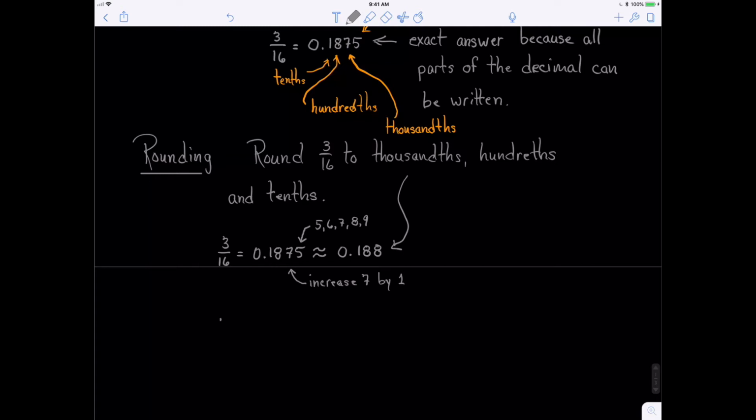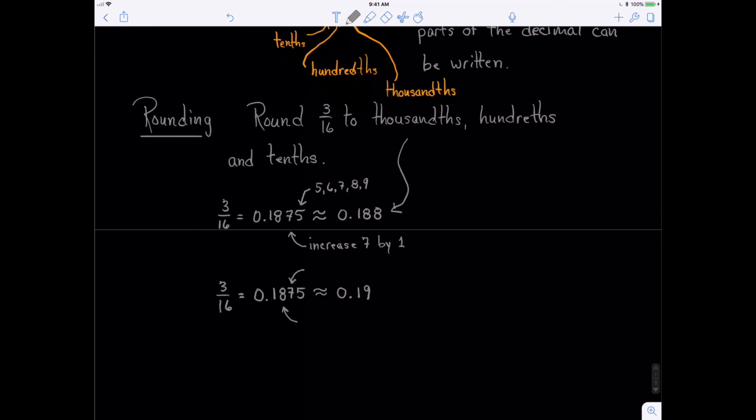All right, let's try again. If we take 3/16 and we want to round it to the hundredths, it starts out as 0.1875. The 8 is in the hundredths position. So I look to the right and I see a 7. Just like above, since it's 5, 6, 7, 8, or 9, I increase the 8 by 1. So this becomes 0.19.